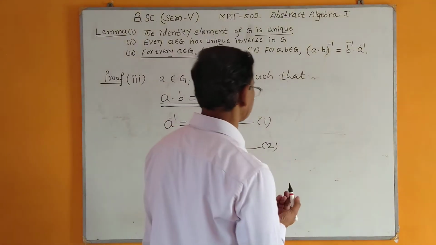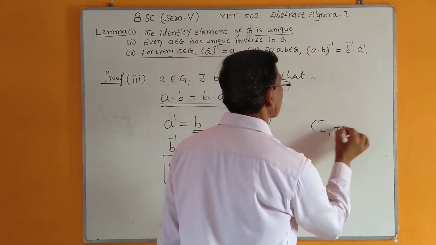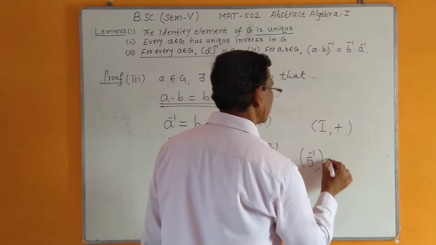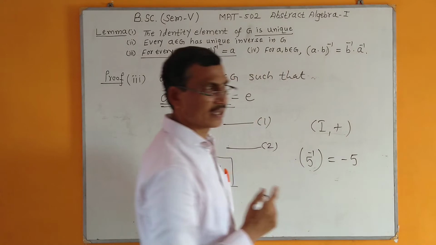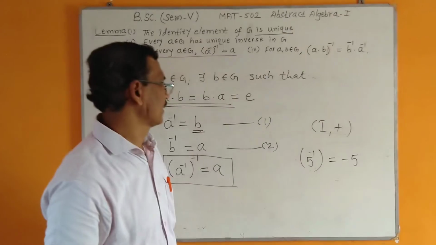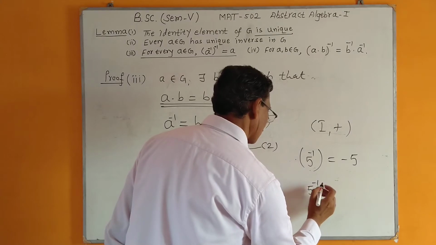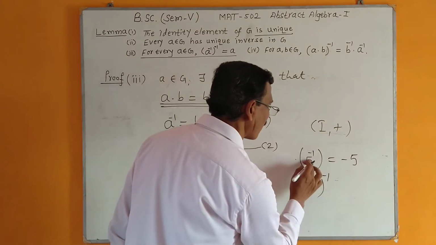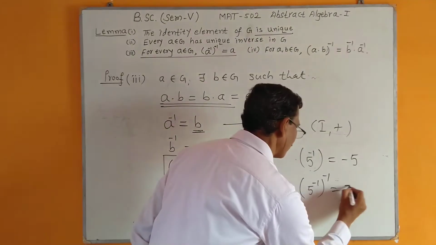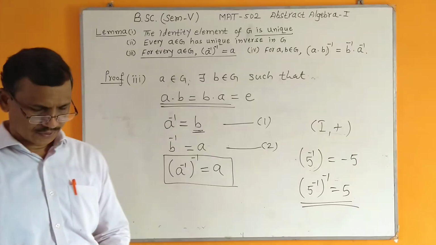For example, consider the group I plus. Then 5 inverse is equal to minus 5. Remember this, with respect to addition, inverse of any element is its negative element. And we have to take its inverse again. My 5 inverse, its inverse. 5 inverse is minus 5, and its negative is plus 5. That means inverse of inverse is the same element. This is true for any group G.